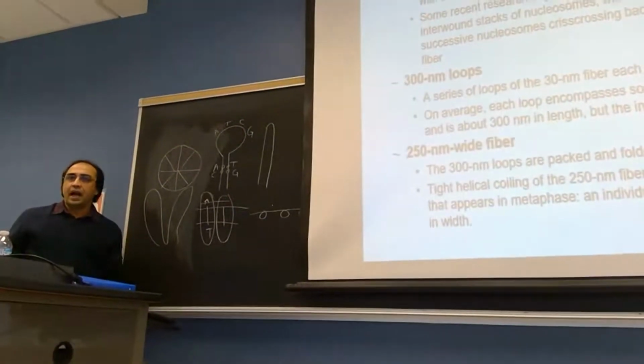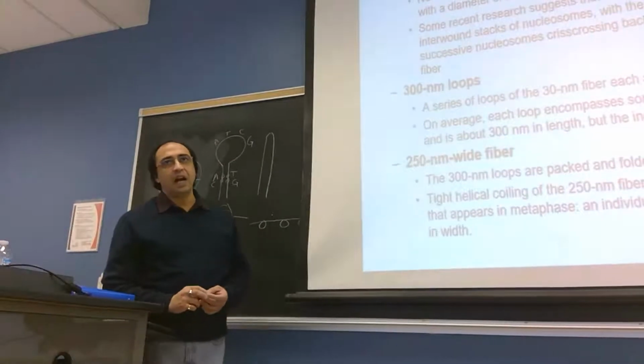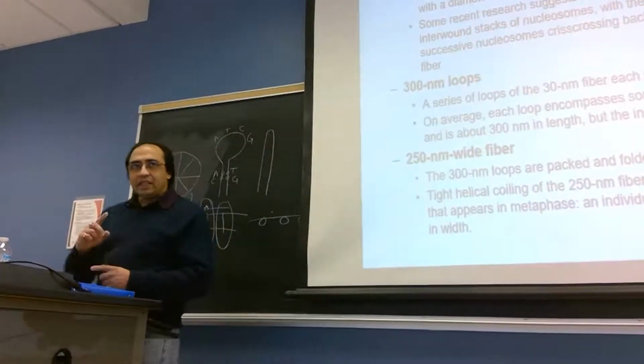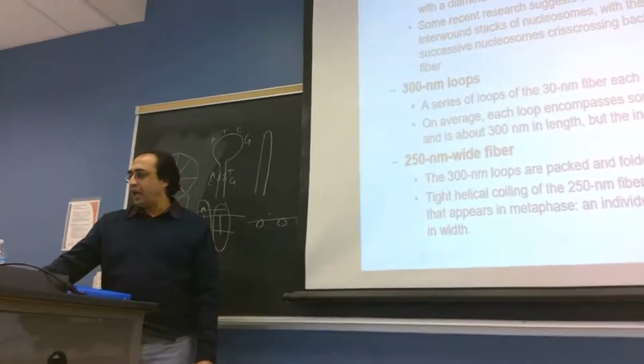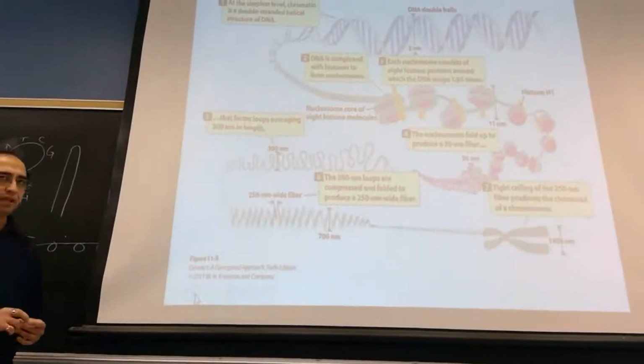These loops are around 300 nanometers long. These are called 300 nm loops. After that, these loops can coil more to make 250 nanometer wide fiber. Now I am going to the total picture.